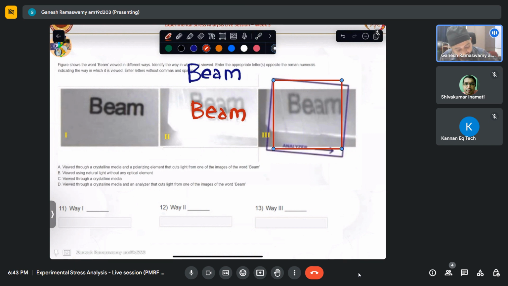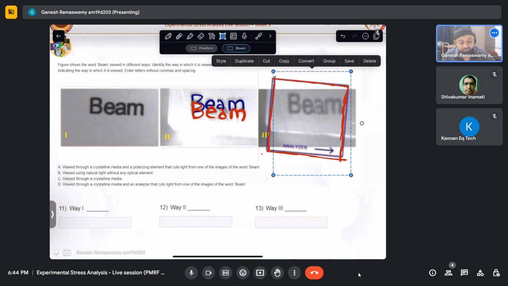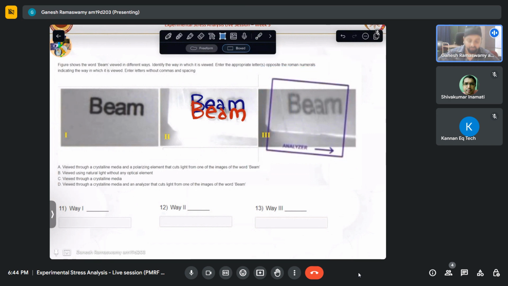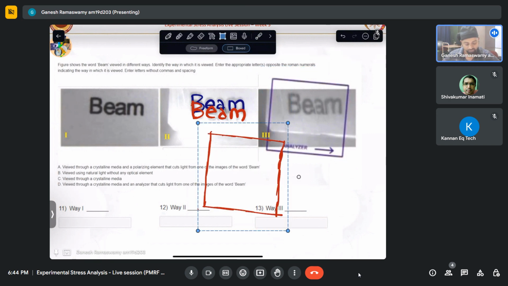So we have taken our analyzer a little. This is one of the analyzers with which we are able to see one of the lights. So what if I were to place it like that? Actually, this comes with an arrow. We should not forget that arrow.